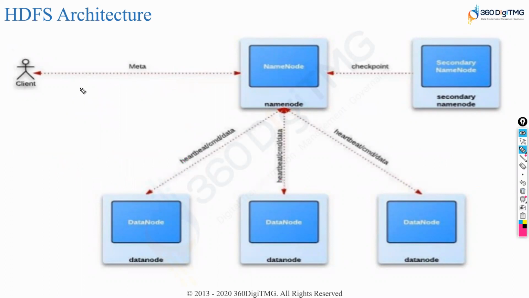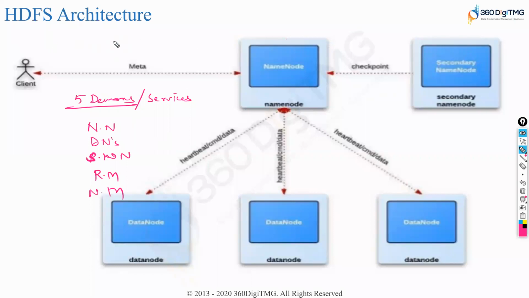Then we talked about 5 daemons. We call these daemons because in the background, they are continuously running. These are nothing but background Java processes. 5 background Java processes: name node, data nodes, secondary name node, then resource manager and node manager.